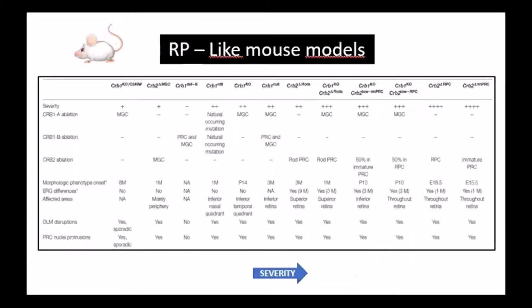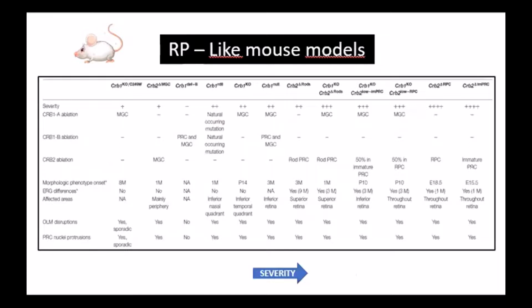In the animal models, the double retinal knockouts of CRB1 and CRB2 have helped to understand the contribution of the two CRB proteins to the retinal disease. 12 CRB1 RP-like mouse models have been described so far that are in this table, with different combination of ablations, different phenotypes, onset, and severity.